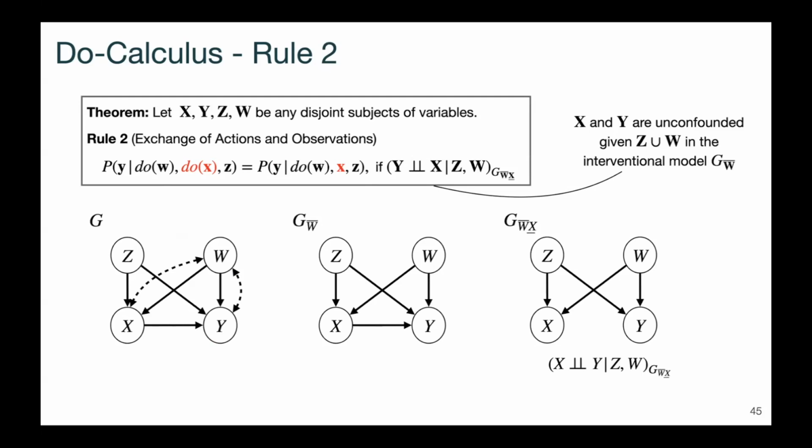And if Z and W block every one of these paths that are left, then I can replace the do X with just an observation of X. So this is related to confounding because of this. Once I observe this, I can say that the probability of Y given do W, do X and Z is the same as the probability of Y given do W, observation of X and Z. So the action is the same as the observation because you basically remove the problem of confounding.